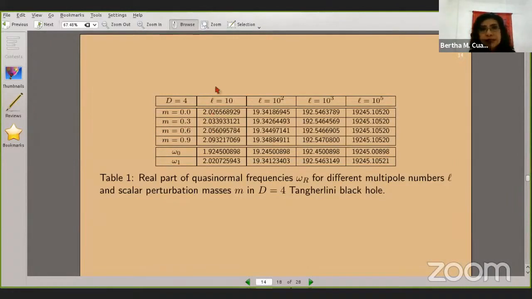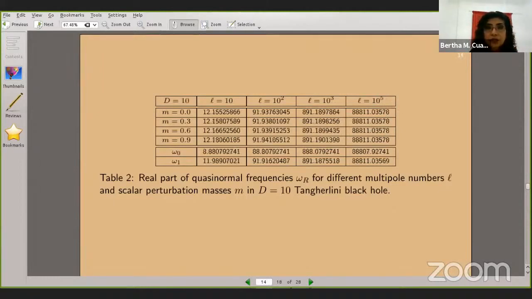So what we can see here is that the correspondence works very well when we consider the first sub-leading term of our expression for the frequency. We also see that when we grow the mass of our scalar field, also we have these frequencies growing. And we see that when we go to the eikonal limit, so L very large here, the correspondence is almost perfect and is independent of the mass of the perturbation.